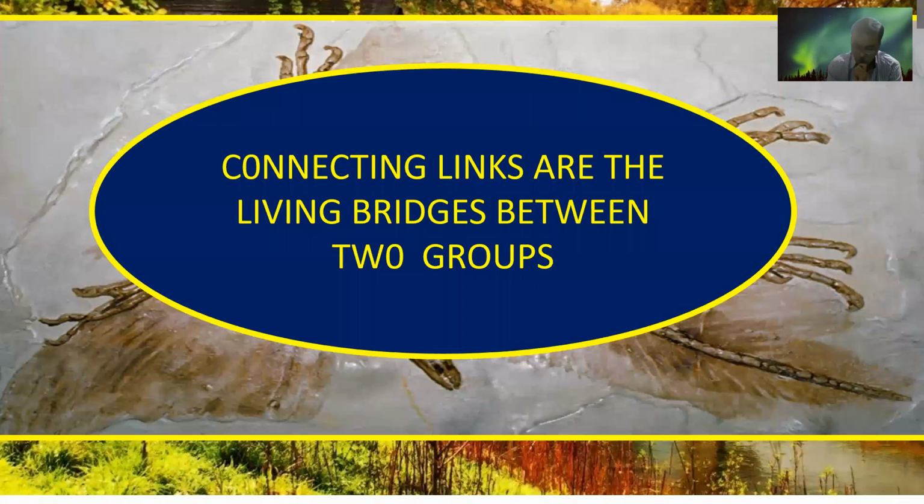In this video, we can talk about the connecting links. Connecting links are the living bridges between the two groups. A connecting link demonstrates the characteristics of more than one group. These organisms indicate the transition of characters from one group of organisms to another. Here you can see some of the connecting links which are the evidences for evolution.